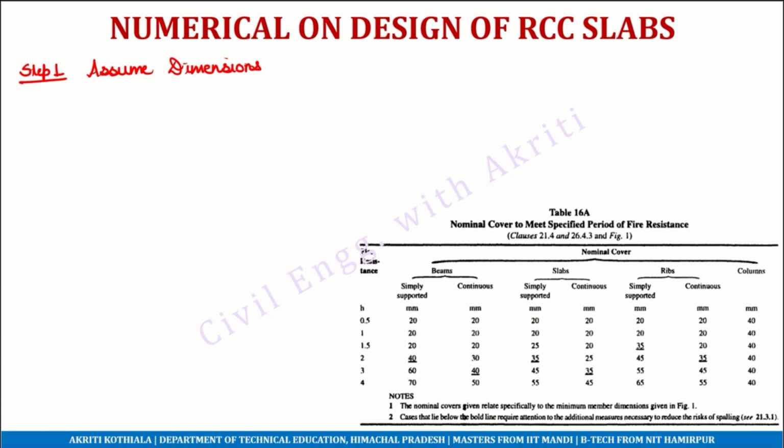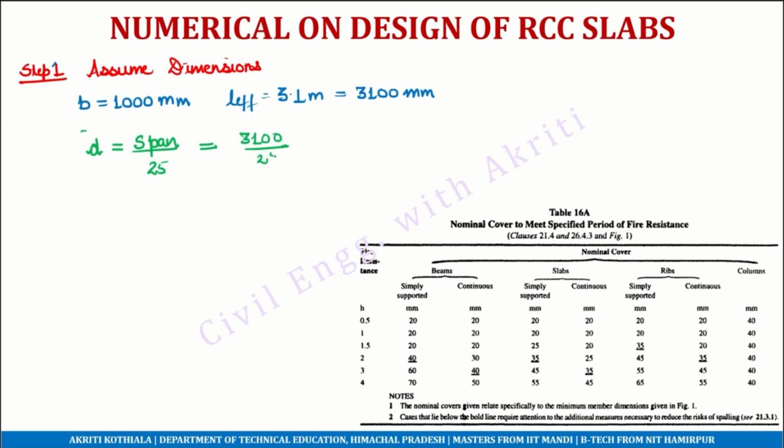So the first step in this design will be assuming the dimensions. We have already assumed the width to be equal to 1000 millimeters. The L effective given to us is 3.1 meters, so that is 3100 millimeters. The thumb rule for the one-way slab, the depth d is equal to span upon 25. So effective depth can be assumed using this formula. Span is equal to 3100 divided by 25, which calculates to 124 millimeters. So this is the effective depth from this thumb rule.